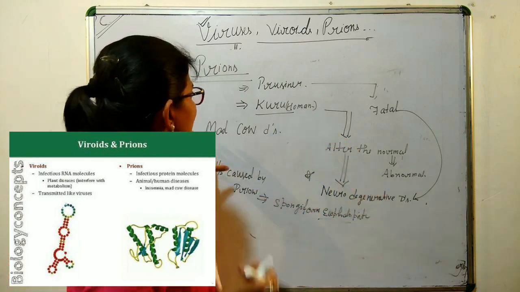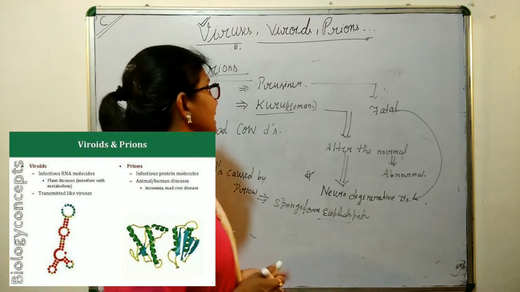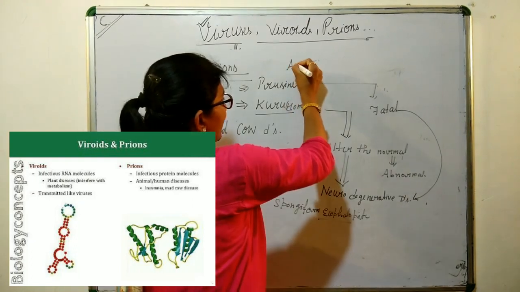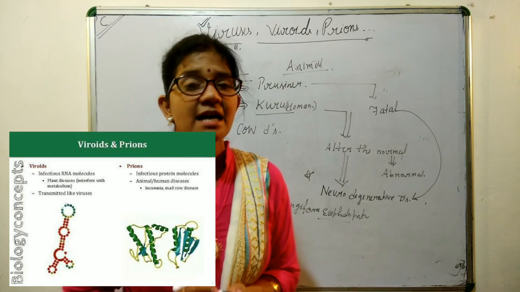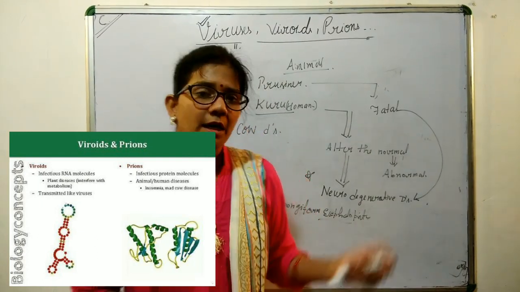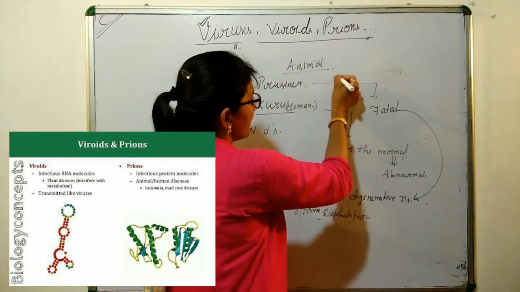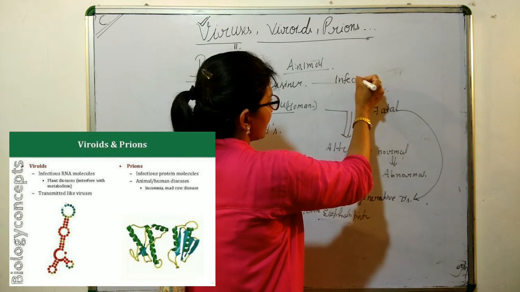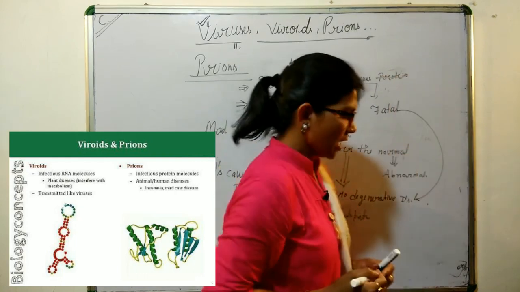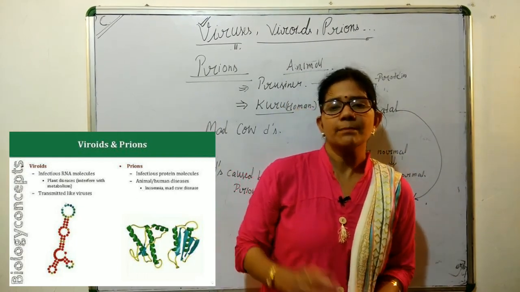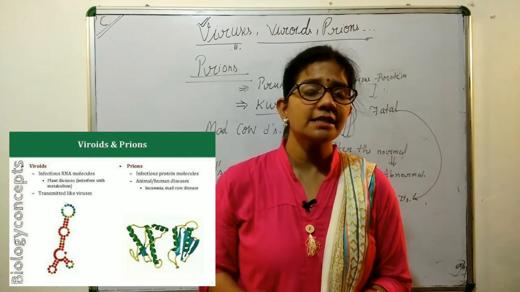So there are so many diseases by the prions which are neurodegenerative and mainly occur in animals, as we have seen in case of the viroids, which usually affect the plants, but the prions affect the animals. So what was it all about? One more thing I did not write here. These are the infectious protein, or the disease causing protein. So it was about the terms viruses, virions, virusoids, viroids, prions.